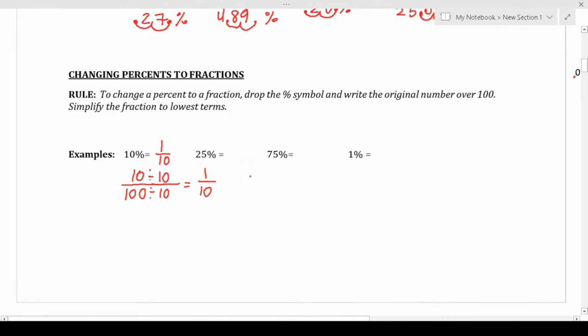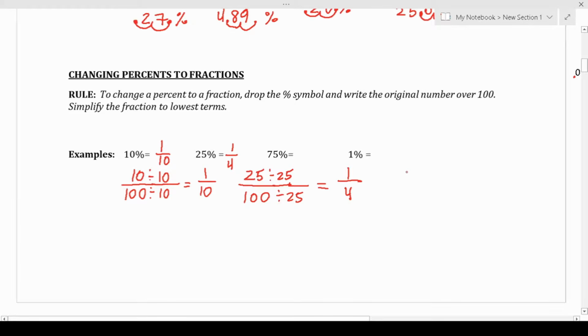Let's do the same thing with 25%. Again, write that number down and drop the percent symbol. Place it over 100 and reduce if possible. In this case, we should see that 25 and 100 have a common factor of 25. So we can divide both of those by 25. In other words, 25 divided by 25 is 1. 100 divided by 25 is 4. So we can see that 25% is the same as 1 over 4.